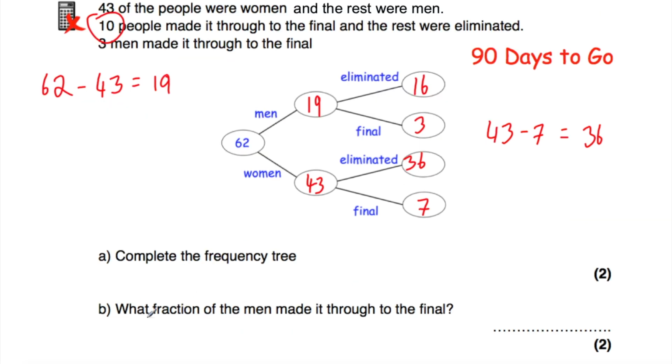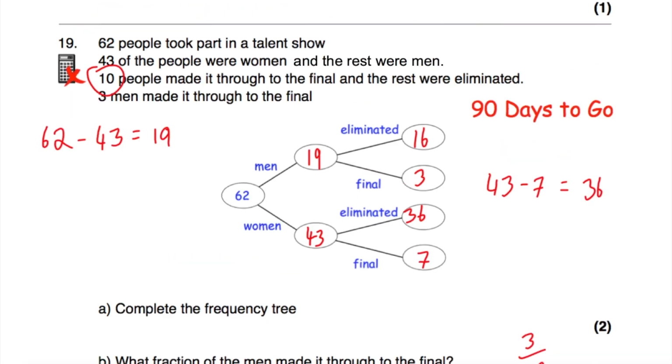Okay, and then let's look at our next part, part B. Part B says, what fraction of the men made it through to the final? Well, there's 19 men and 3 made it through to the final, so that would be 3/19. And that's it. And if you got that, well done. Okay, let's look at our next question, question number 20.